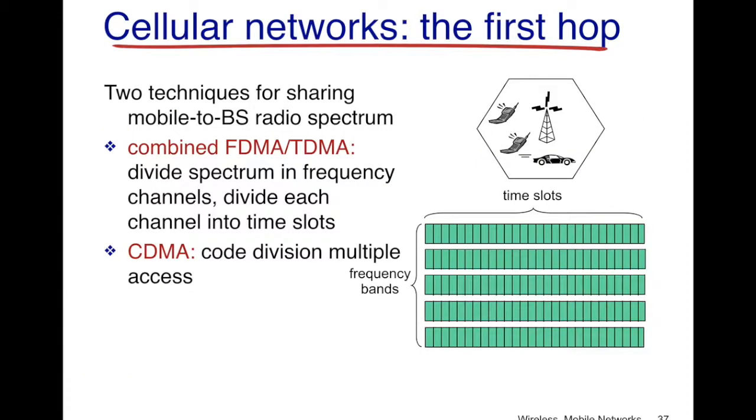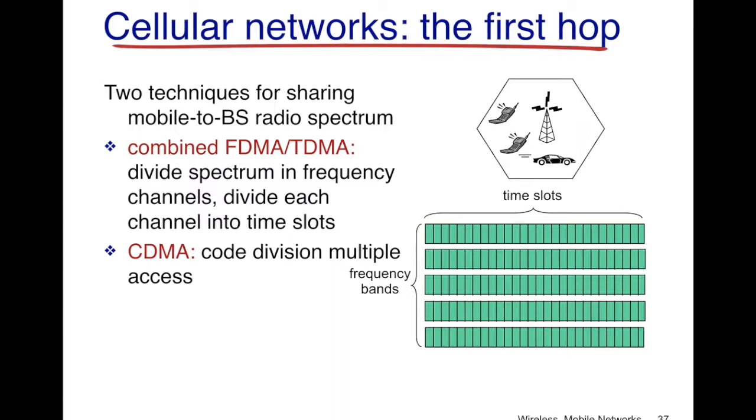Now, what is the first hop of the cellular network? The first hop of the cellular network is the wireless link between the user and the cellular base station. There are multiple users using this wireless link, and so there are two techniques for sharing this spectrum. The first one is the combined FDMA-TDMA technique. FDMA stands for frequency division multiple access, while TDMA stands for time division multiple access.